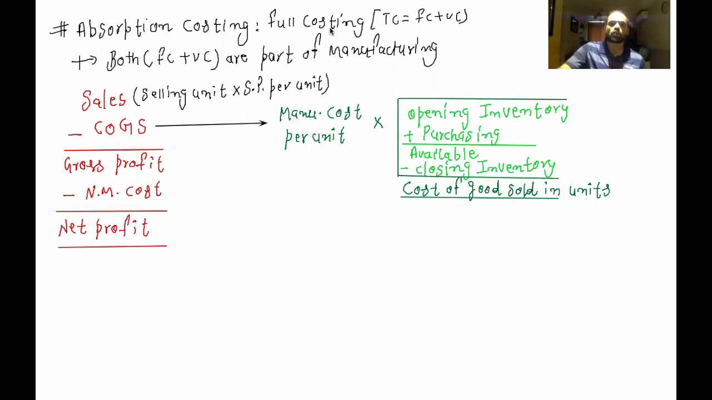So once you get cost of goods sold in units, you will multiply by manufacturing cost per unit. How to calculate manufacturing cost per unit? Anybody has any idea? Manufacturing cost per unit? What is manufacturing cost per unit? Quickly tell me, and then we move on. How to estimate manufacturing cost per unit?